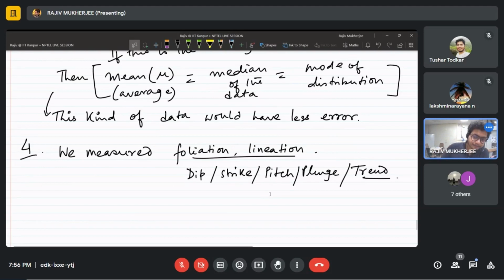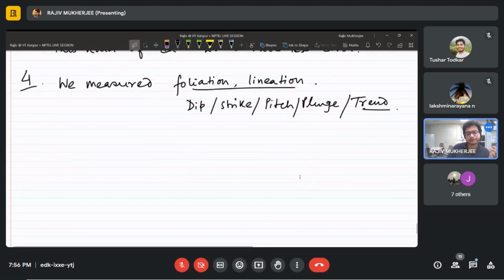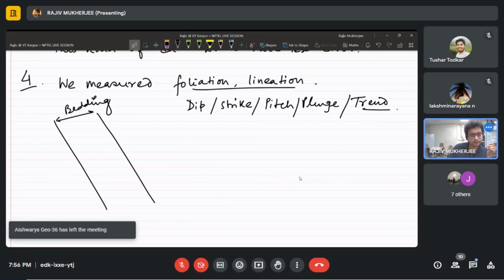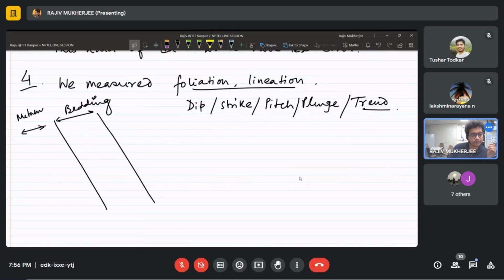Now from that, say for example this is a bedding plane, and this is the metamorphic unit, metamorphosed schist, and it is also here. And you have seen cleavage refraction, right?